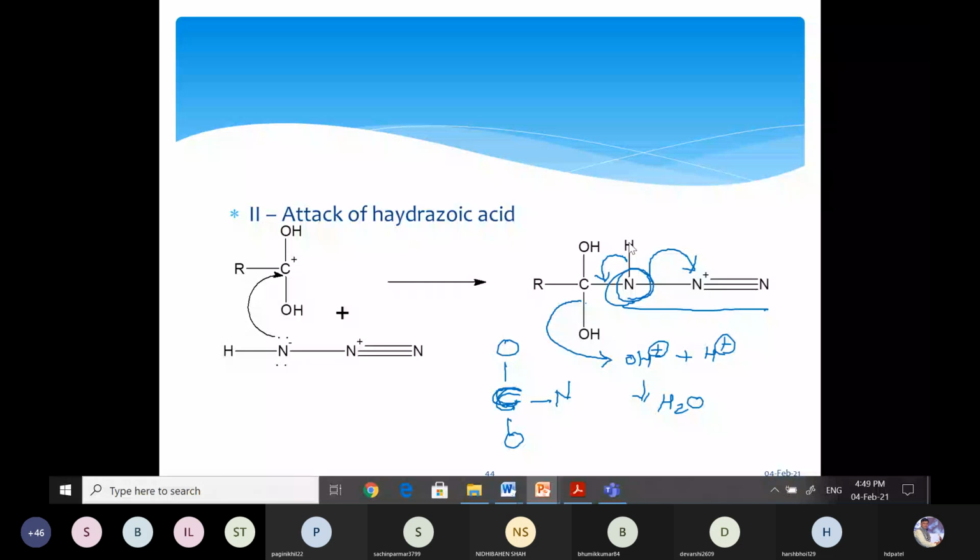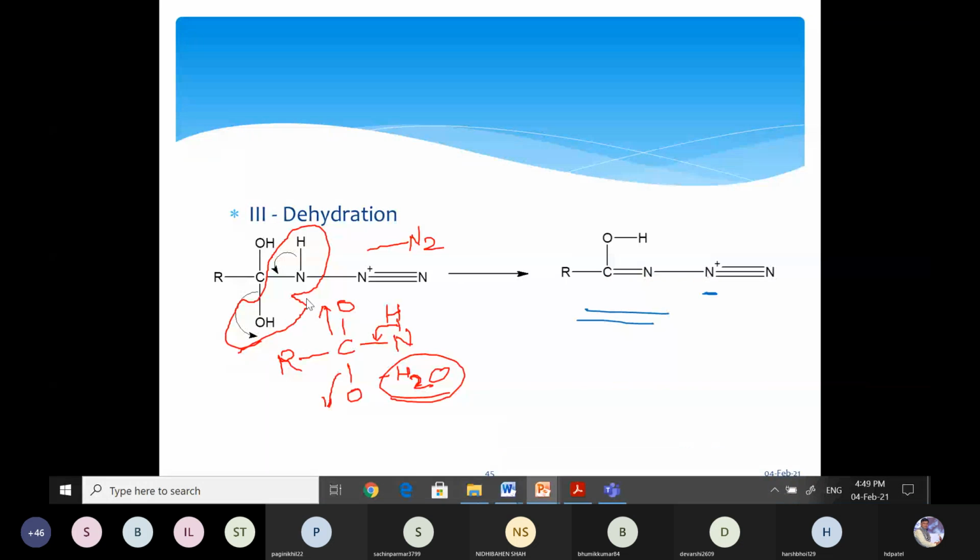I am showing in the next slide. As a result, what do we get? Removal of OH minus and migration of the electrons from the nitrogen hydrogen bond, and as a result we will get a double bond over here. So we have the first structure, R C OH double bond N triple bond N. Now nitrogen has a positive charge, so removal of N2 gas will take place. It means we will get an electron deficient nitrogen.